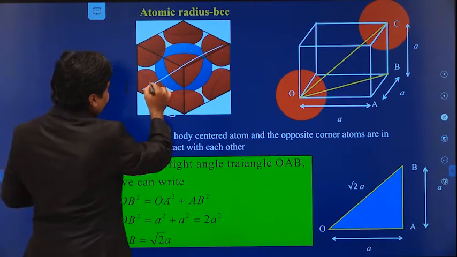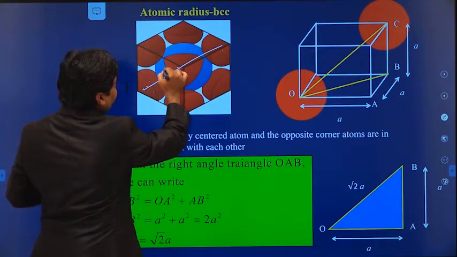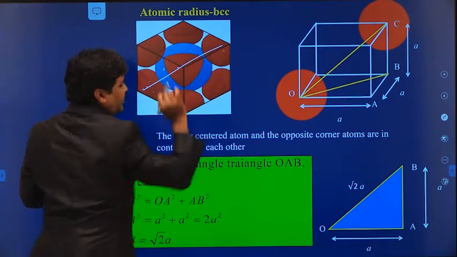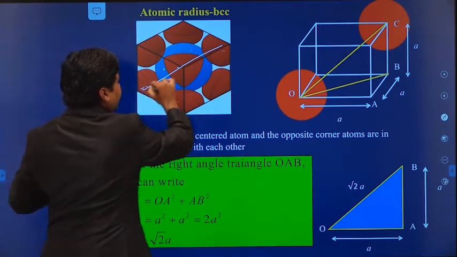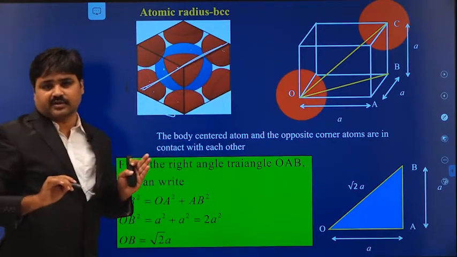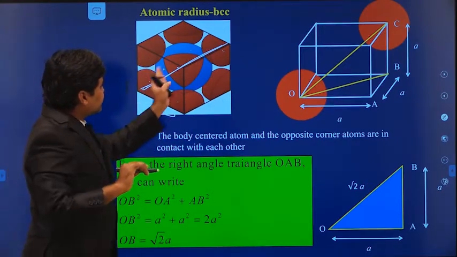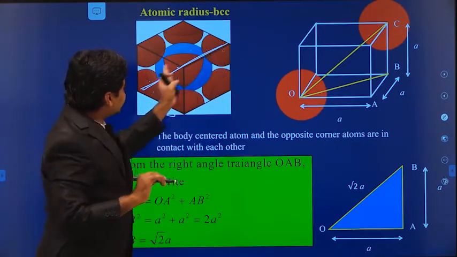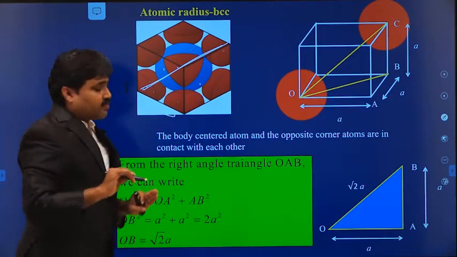So this corner atom is connected to the body center atom, and this body center atom is connected to the opposite corner. That means along the body diagonal. This is called the body diagonal. So these 2 atoms in the opposite corners are connected with the body center atom.